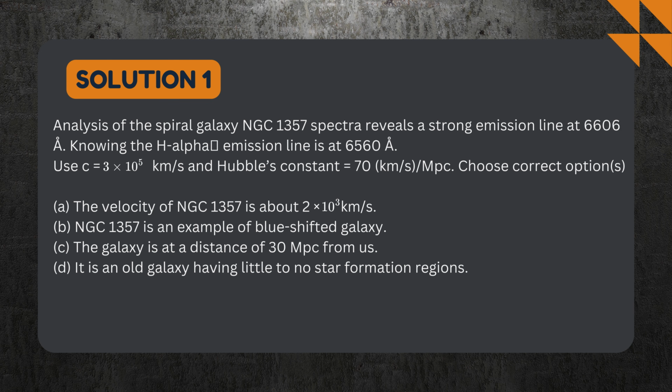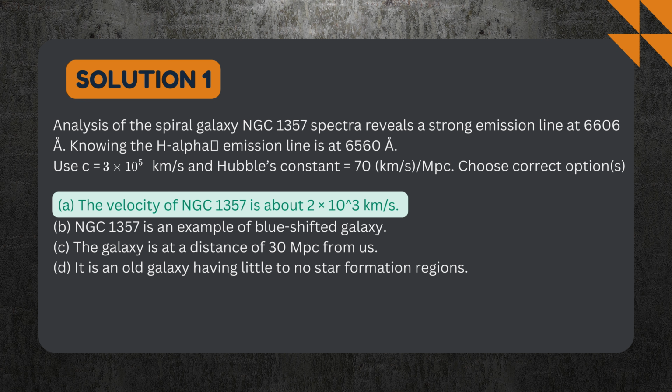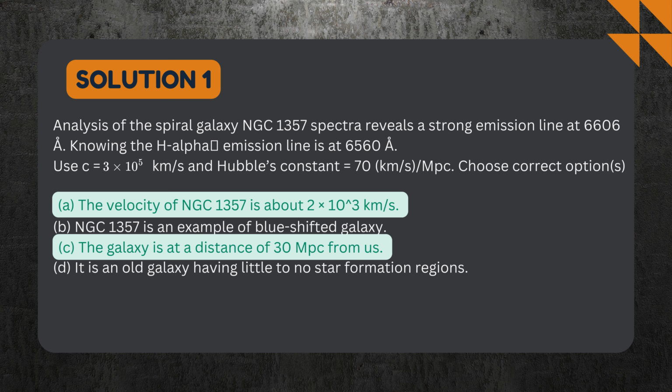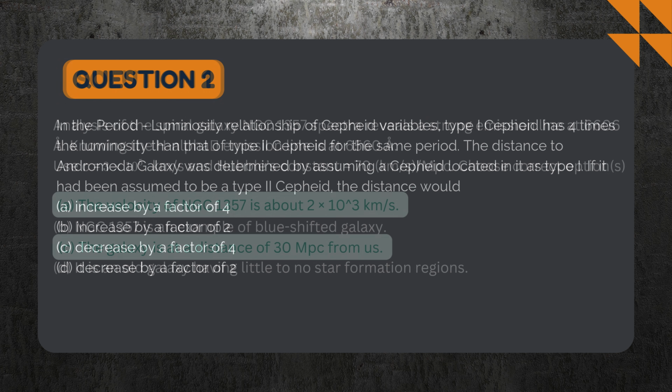Now let us evaluate the options. The velocity is 2,000 kilometers every second, so option A is true. The galaxy is redshifted, as explained earlier, making option B false. We calculated that the galaxy is 30 megaparsecs away, making option C true. A strong H-alpha emission line indicates active star-forming regions, not an absence of star formation, making option D false. Final correct options, A and C.